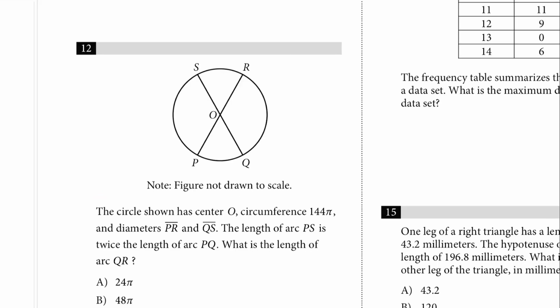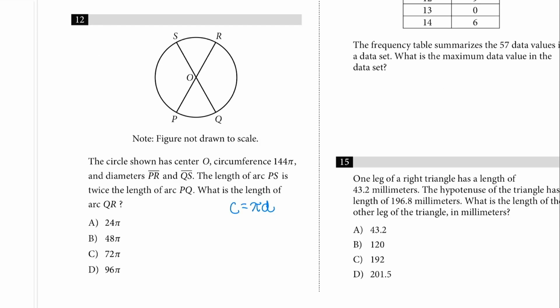The circle shown has center O, circumference 144 pi, and diameters PR and QS. The length of arc PS is twice the length of arc PQ, so what is the length of arc QR? Circumference is pi times diameter, which means that our diameter has to be 144, since it was given to us in the equation that circumference was 144 pi. That means that PR and QS are going to be 144 each.